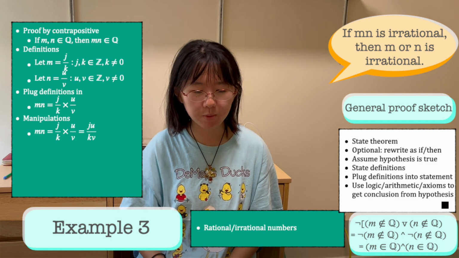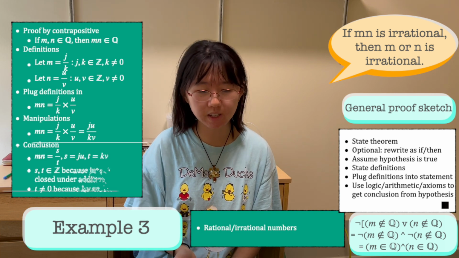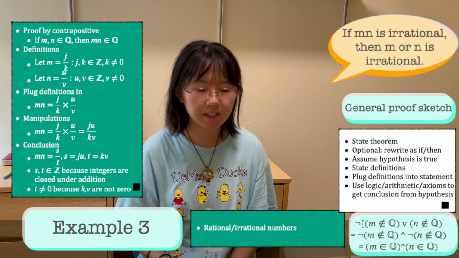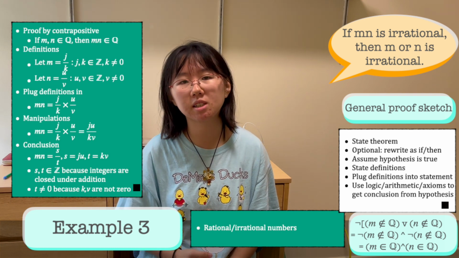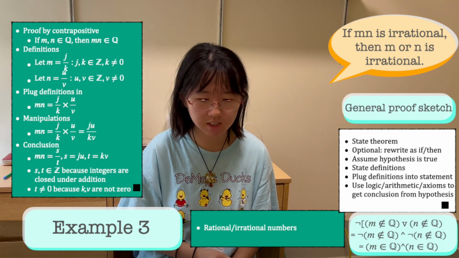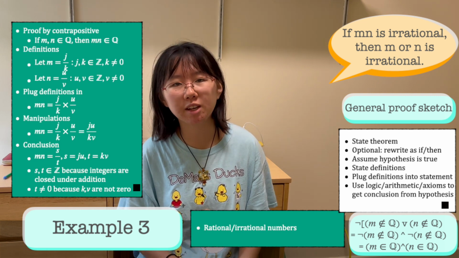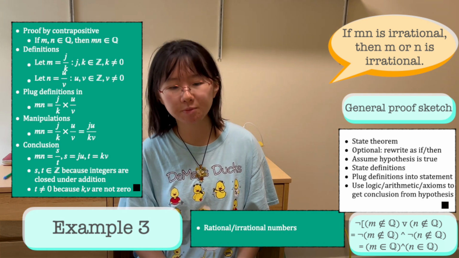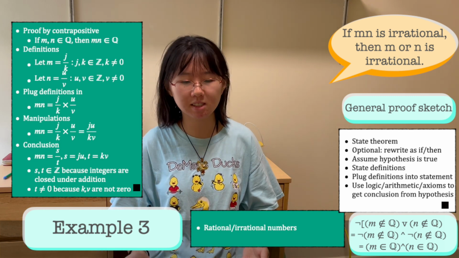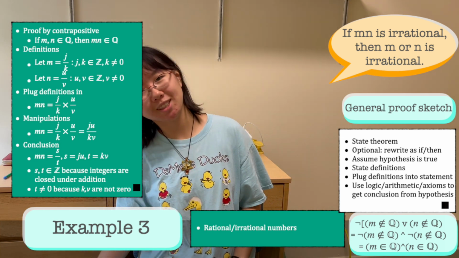And then we come out with the conclusion of the contrapositive, right? JP and KQ are both integers because the integers are closed under multiplication, and then K times Q is not equal to 0 because neither K nor Q is equal to 0. Then MN's product is an integer divided by an integer, which is exactly a rational number.